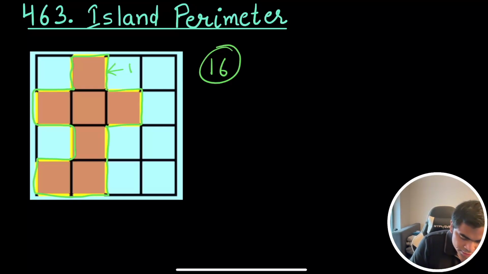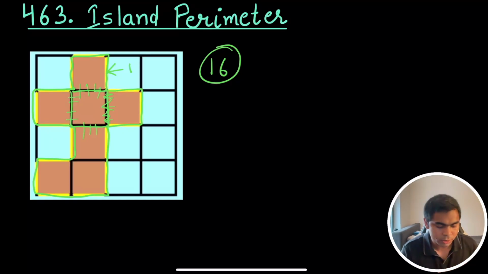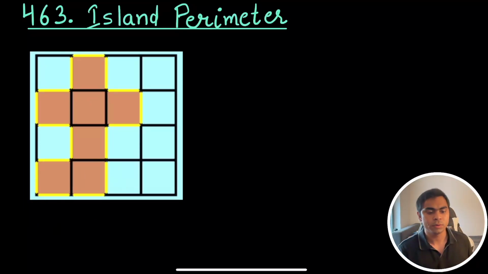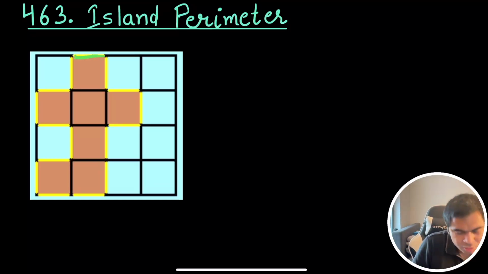Remember that it's not just visiting each grid and adding 3 or 2 or something like that, because this is also a grid, but its border is not counted because it's only surrounded by land. So this is not going to be considered as border. The only border that will be considered is what's touching the water, or is out of bound. So basically this is out of bound, or it's touching water. This and this.